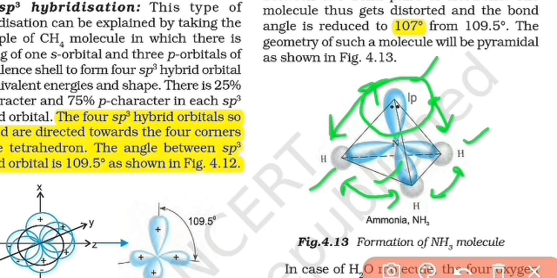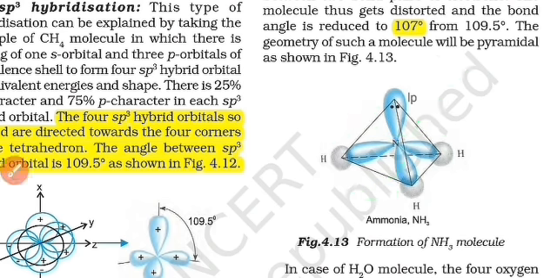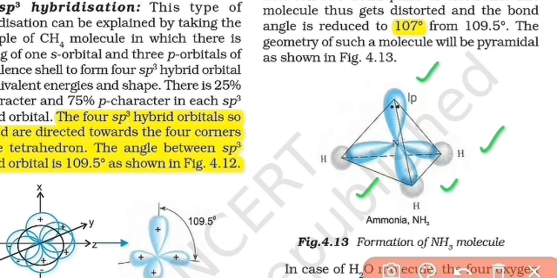So according to valence shell electron pair repulsion theory, repulsion between LP and BP is more than repulsion between BP and BP, bond pair and bond pair. So in this way, these three orbitals come closer to each other, and hence the bond angle becomes 107, which was 109.5 degree in methane. Okay.